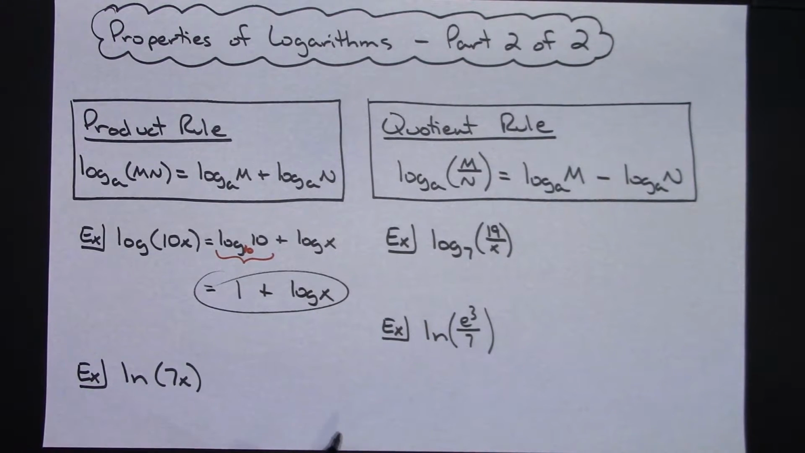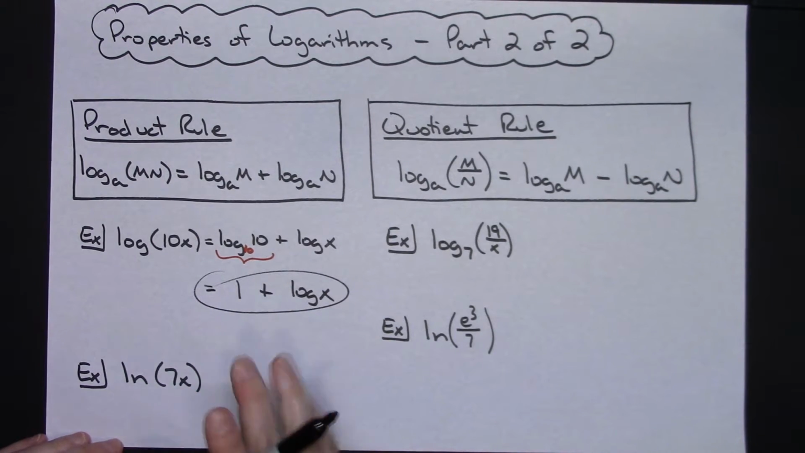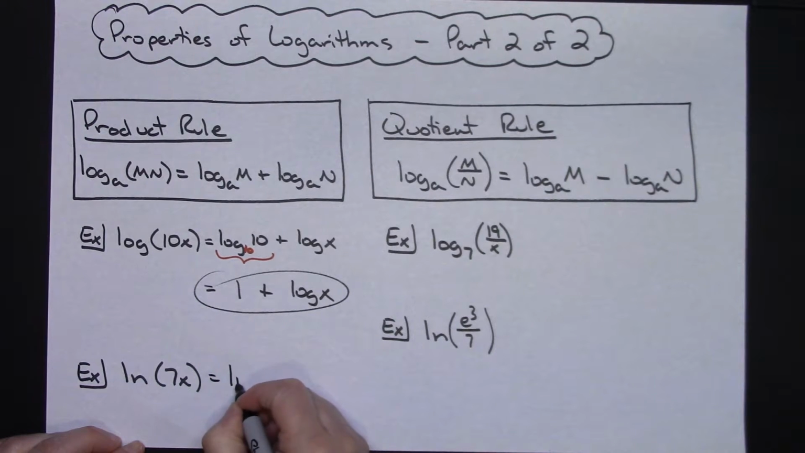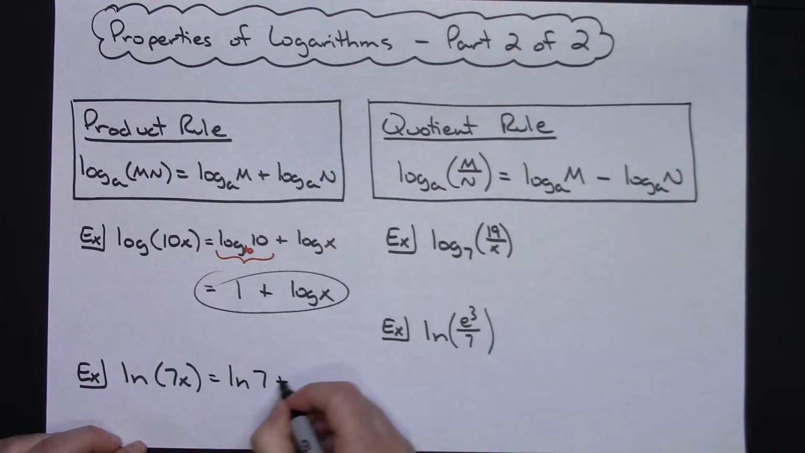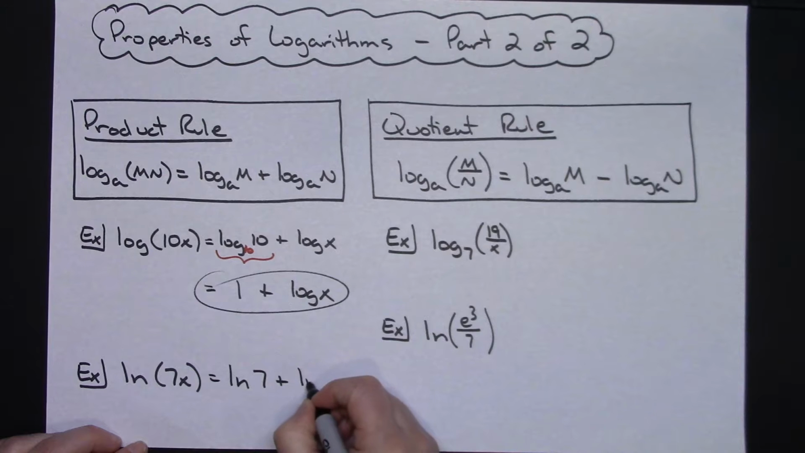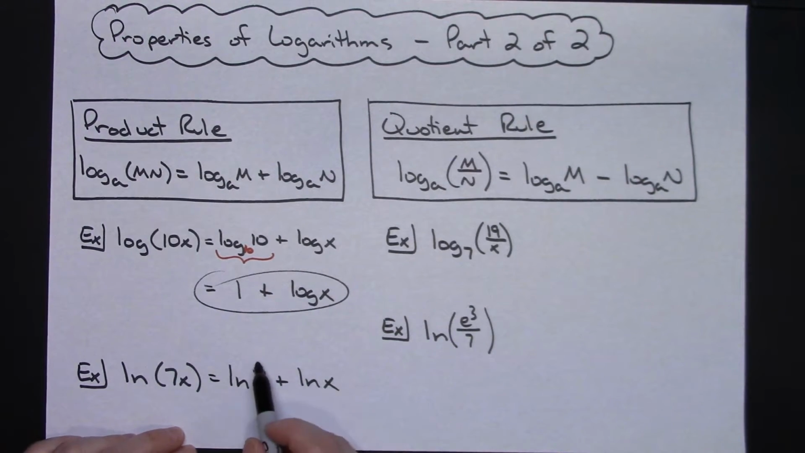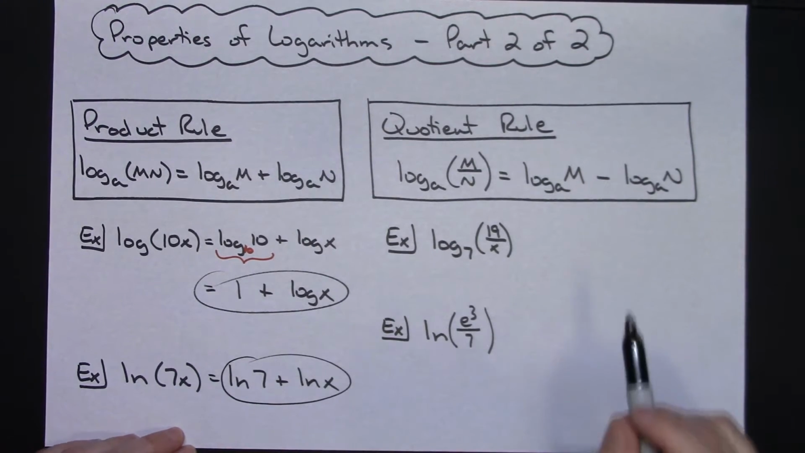This also works with natural logs right here. I've got the natural log of 7x. If I expand that out using the product rule, I would have the natural log of 7 plus natural log of x. Now because I cannot easily evaluate natural log of 7 without the use of a calculator, I would just expand my answer to that and leave it that way.